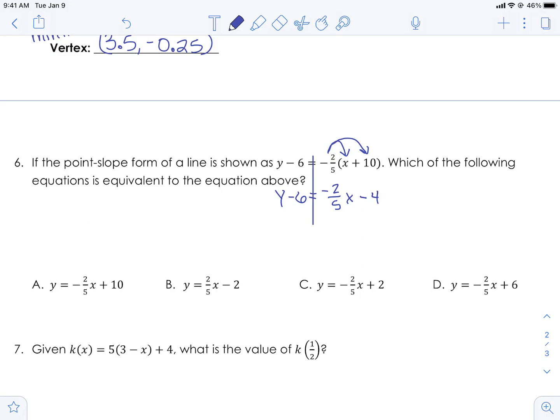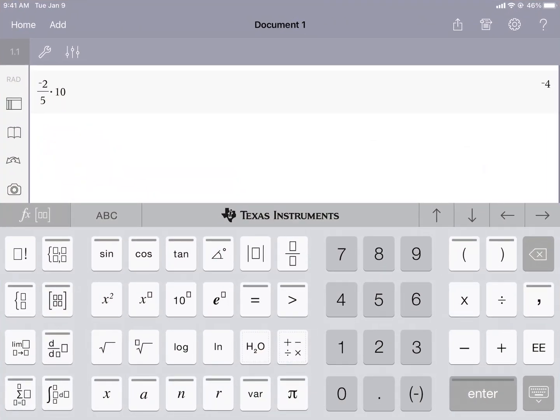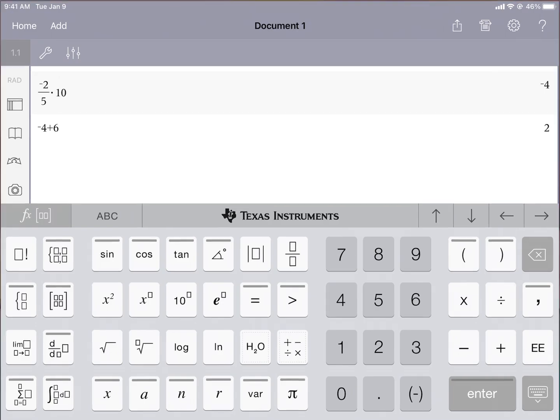Okay, from here I need to do the opposite, so I'm going to add 6 to both sides. When I do that, those zero out. I get y equals negative 2/5 x. Negative 4 plus 6, if you don't know, use your calculator. Negative 4 plus 6, we get a positive 2.